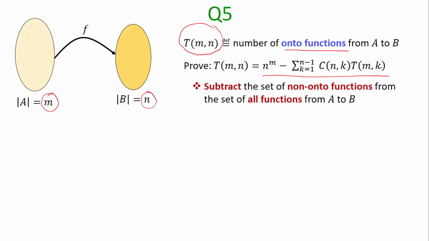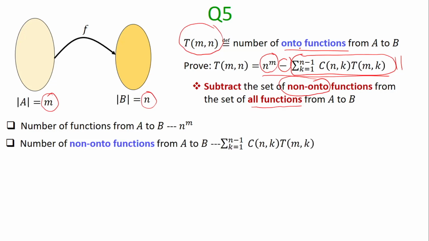The idea behind the derivation of this recurrence condition is that since a subtraction is involved here, you can see and identify the structure of this n power m. N power m denotes the number of all possible functions from A to B. It could be either onto or non-onto. So if I subtract all non-onto functions from the number of all possible functions from A to B, that will give me the number of onto functions. Simple fact, right? So what this recurrence condition is saying is, to derive t of m comma n, subtract the number of non-onto functions. That means I have to show that this later part of the recurrence condition denotes the number of non-onto functions from A to B. And indeed, that's the case.